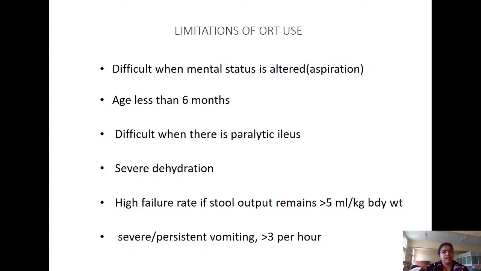If there is a high stool output, that is a very high purging in a child, like more than 5 ml per kg of body weight, or if there is severe or persisting vomiting, that is more than 3 episodes per hour. So either more than 3 episodes per hour, or a high stool rate, severe dehydration, complications, the smaller the child and the lower the mental status, all these are going to limit your use of ORT in the child.